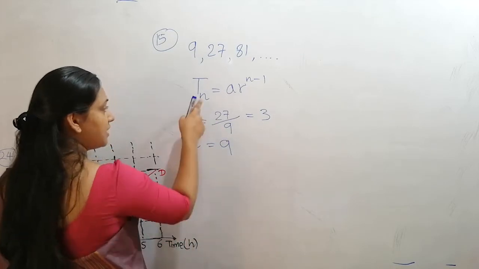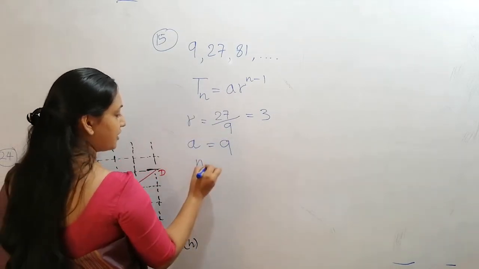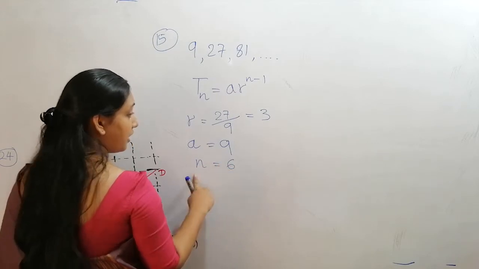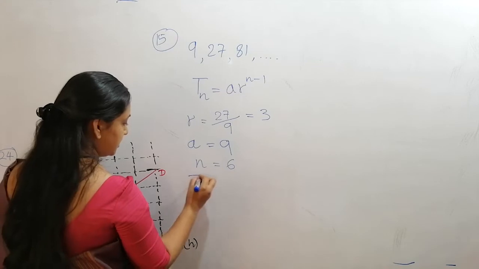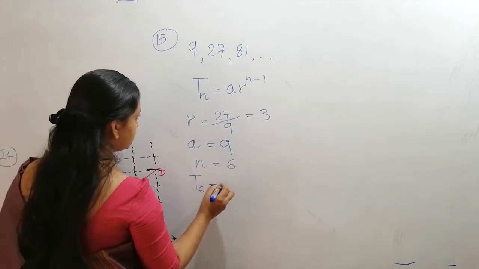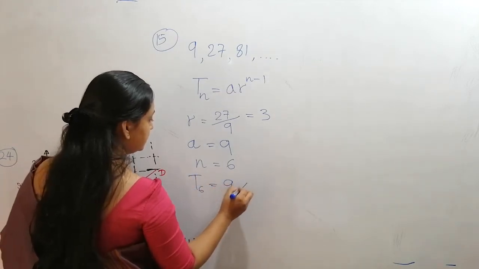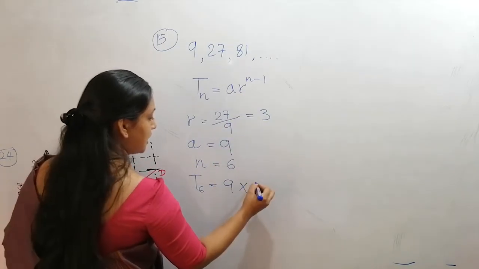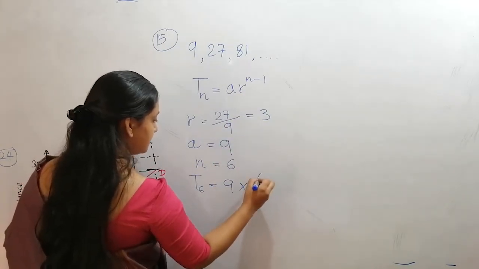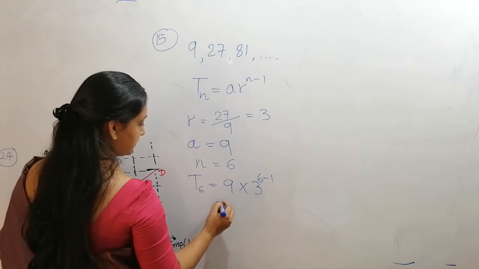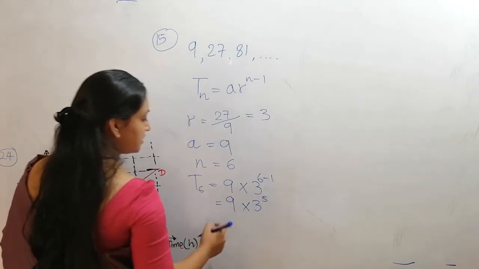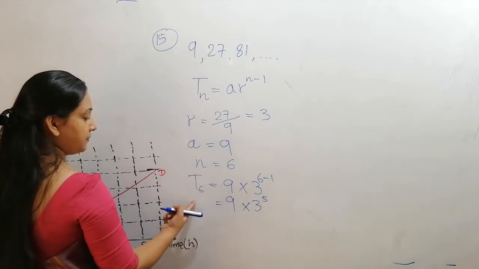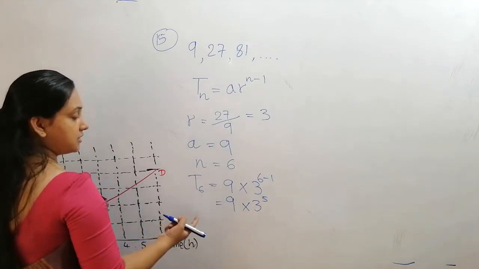And then what is the value of n? We have to find the sixth term, then n equal to 6. That means T6 will be equal to 9 into r, which is 3, to the power 6 minus 1, which is 9 into 3 to the power 5. This is the answer for the sixth term.